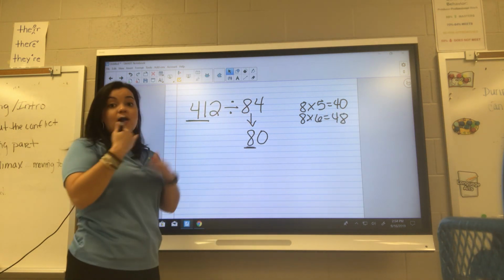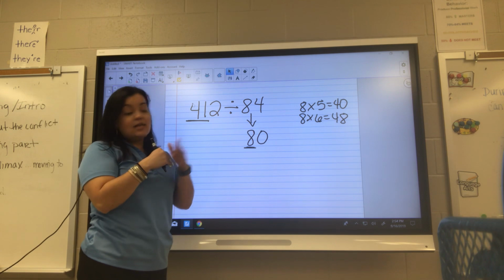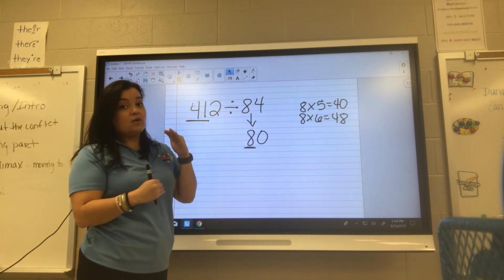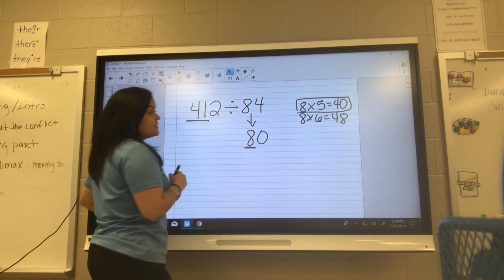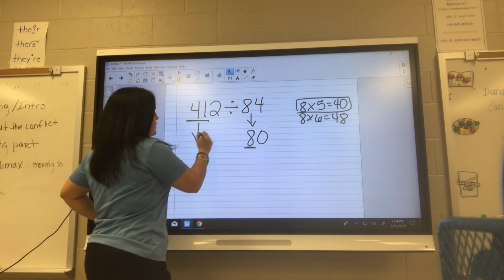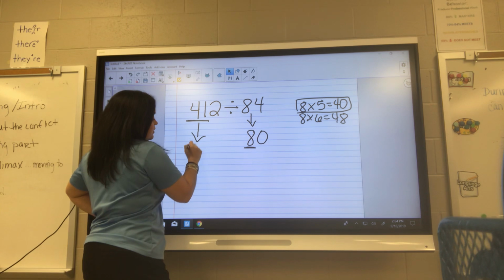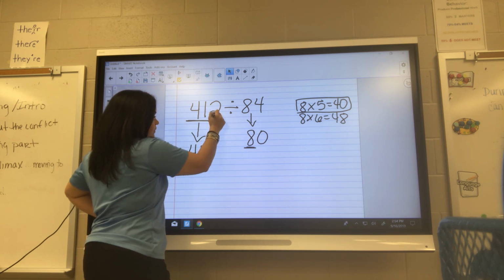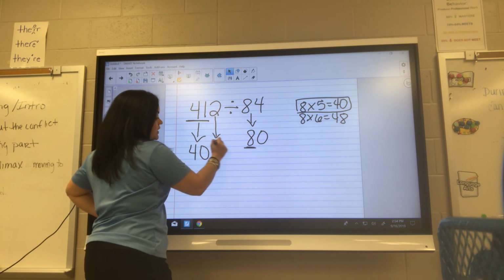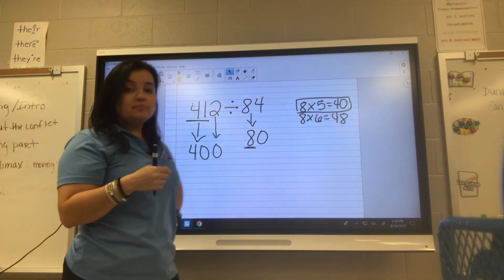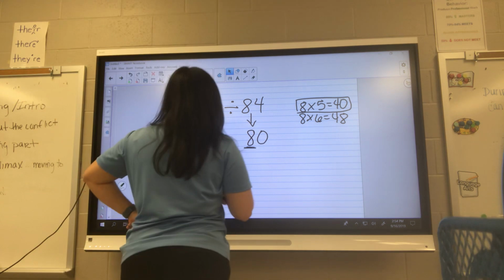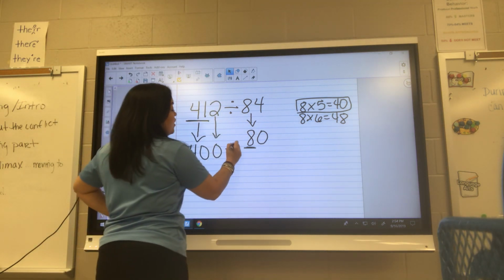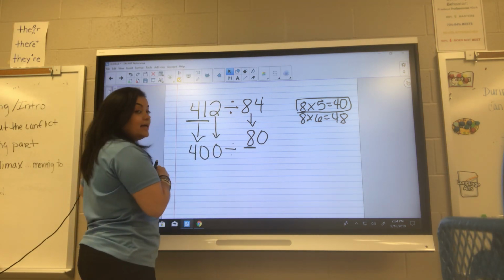Now that is just too high. We want to either stay at the number that we're looking at or below that. So I am going to use that basic fact. I'm going to change my 41 to a 40, and I'm going to bring down my 2 and make it into a 0. So I rounded it. Then we now have 400 divided by 80.